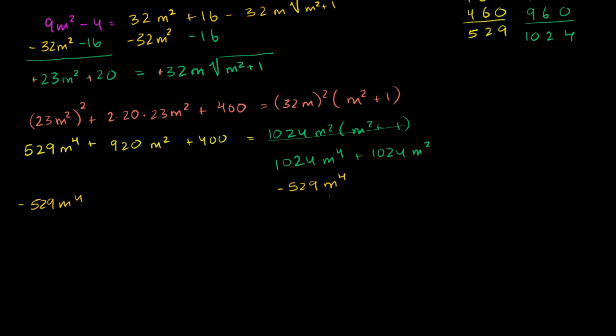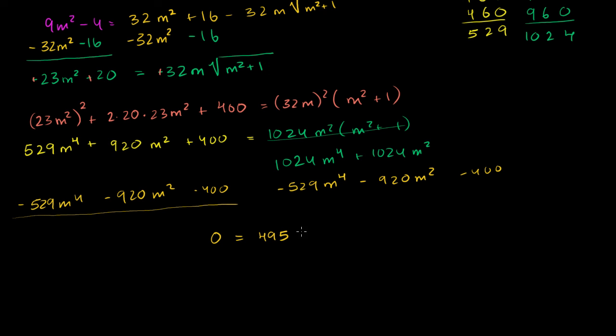So minus 529 m to the fourth, and then we also want to subtract 920 m squared. So let's also subtract 920 m squared. And so on this side, we're just left. Let's also subtract a 400 just to make this a proper quadratic. And also we're going to put a 400 here. So the whole left side simplifies to 0 is equal to 1024 minus 529. Let's see, 1024 minus 524 would have been 500, and so it's going to be 5 less than that. So it's going to be 495 m to the fourth.